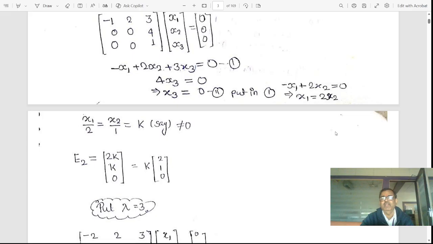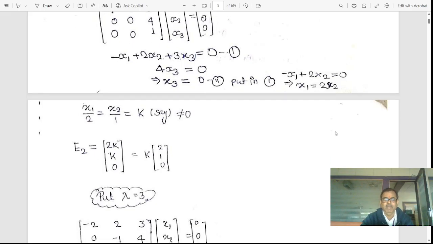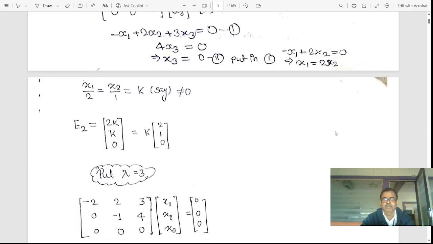Now again we find the eigenvector corresponding to lambda equal to 3. So put lambda equal to 3 in the previous equation 1.